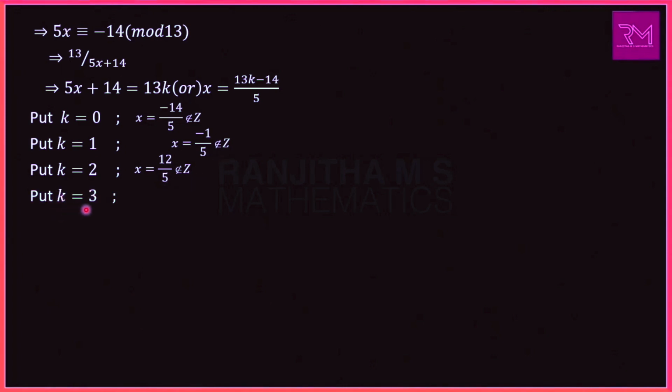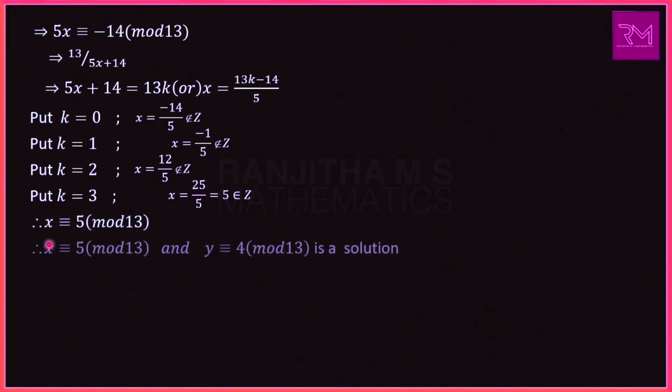Next you have to put k equal to 3. If you substitute k value 3, 13 into 3 is 39. 39 minus 14 is 25. Therefore x is equal to 25 by 5. Therefore 5 ones are 5, 5 fives are 25. Hence we get x is equal to 5, which belongs to Z. Therefore we can conclude that x is congruent to 5 under modulo 13. Therefore finally we can conclude that x is congruent to 5 mod 13 and y is congruent to 4 mod 13 is a solution for the given system of linear congruences.